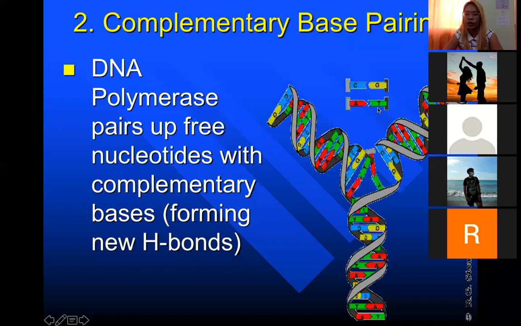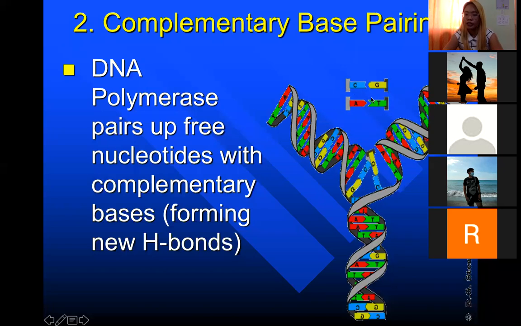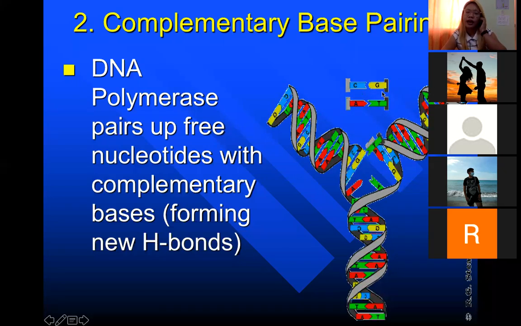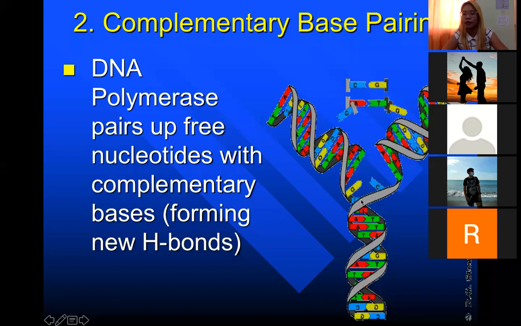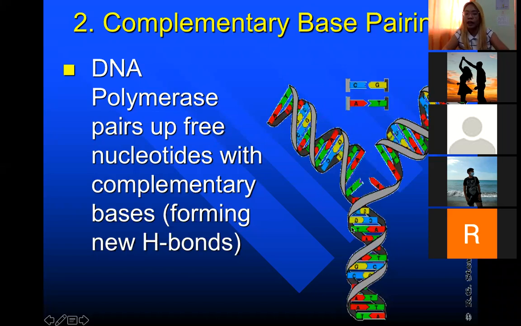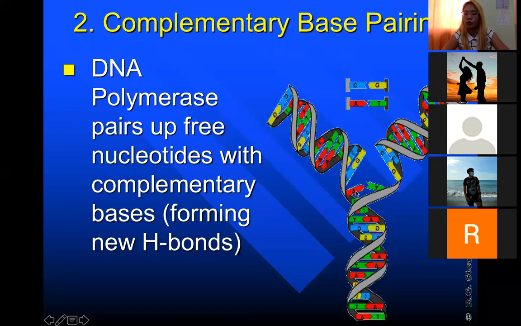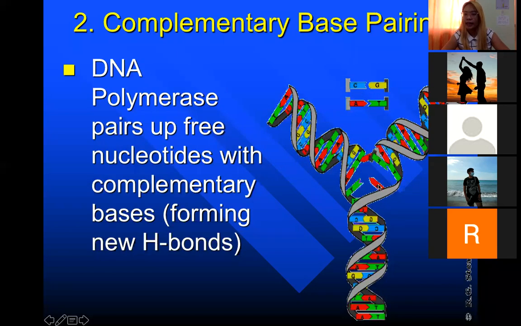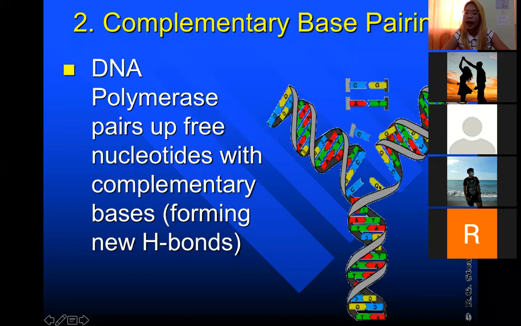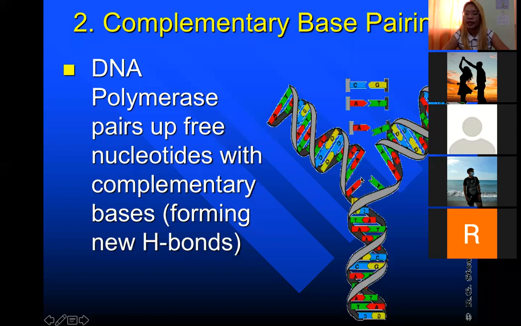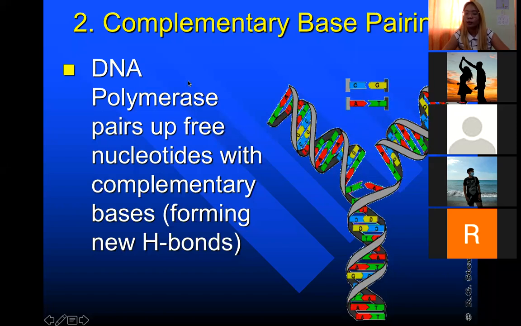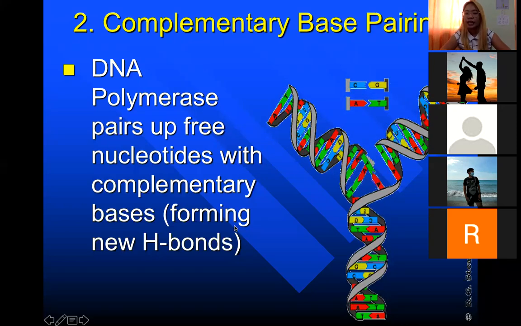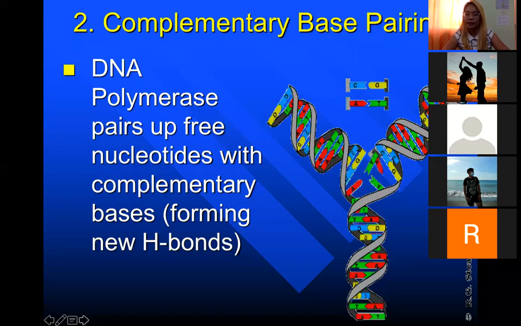So, kung mapapansin niyo, ito yung mga free nucleotides. Ibig sabihin, they are just floating freely inside the nucleus. And then, nung nag-unzip na siya, ang na-expose na nitrogenous bases is, for example, kung adenine siya, ang ikakabit ng DNA polymerase ay thymine. On the other side, ang ikakabit naman nitong DNA polymerase ay adenine. Okay? And then, pag naikabit na yon, of course, it's also the responsibility of the DNA polymerase to form hydrogen bonds between these nitrogenous bases.